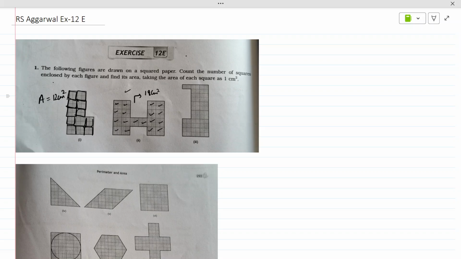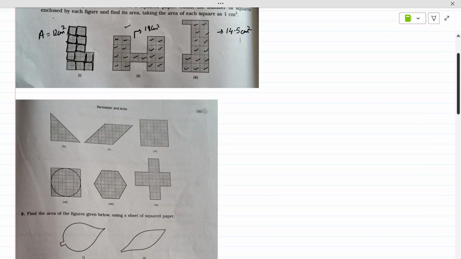And similarly, kids, let us do this also. We will see the full squares first. 1, 2, 3, 4, 5, 6, 7, 8, 9, 10, 11, 12, 13, 14 and 0.5. So this is 14.5 centimeter square. Okay, and similarly, you can pick the other questions.